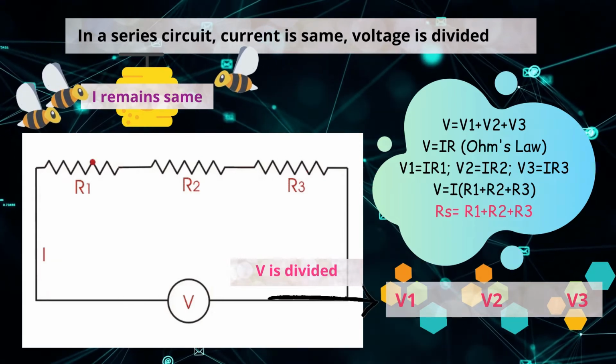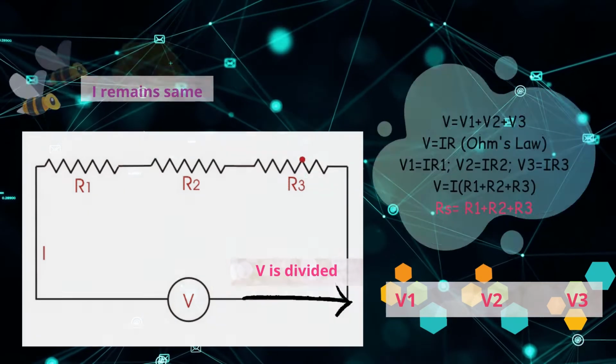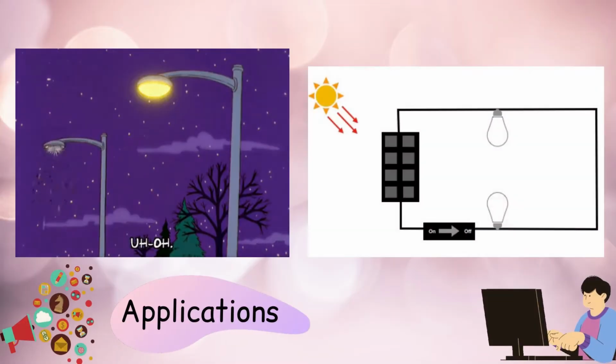Now let us see where this type of circuit is used and what the advantages of using this are. Some of the advantages of the series circuit are that it doesn't overheat easily and the connection is quite simple. Many loads can be connected to the same supply. Street lights are a very good example for this type of circuit.